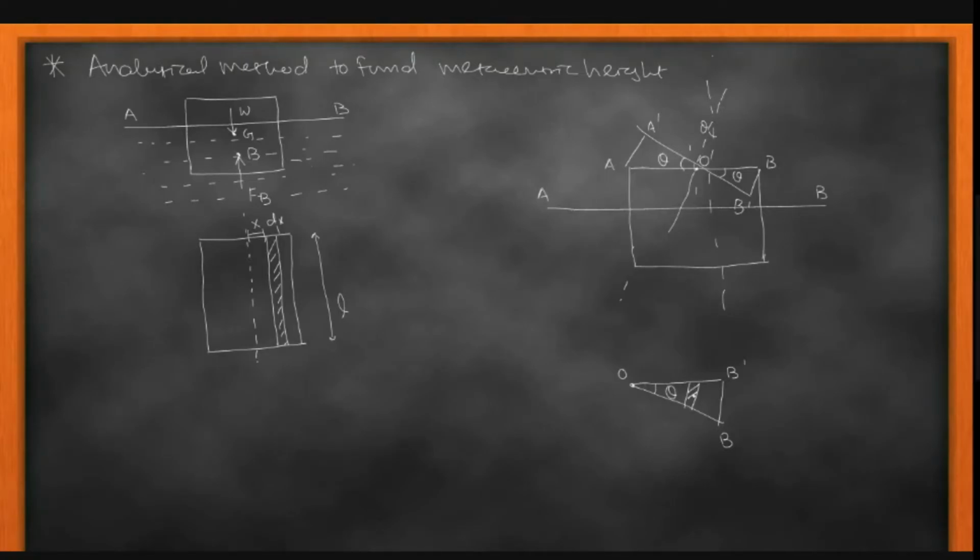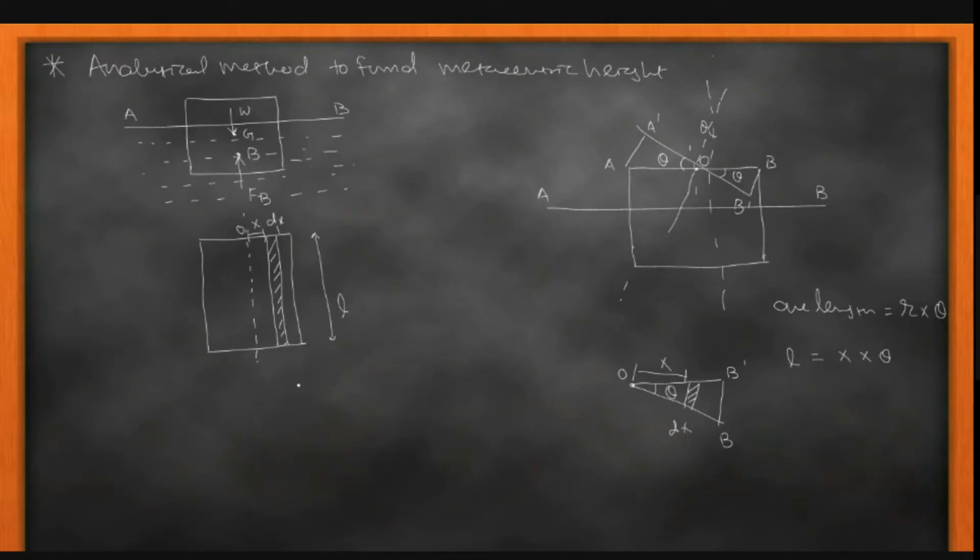This strip has a thickness of dx, and the distance of the strip from O is x. Here it is O, here is x, the distance, and I want to calculate the width or the length of the strip. Then we have the arc length equal to the radius into the angle. So here the length of this strip is: the radius is x and the angle is theta. So we have x into theta, which equals the length of this strip.